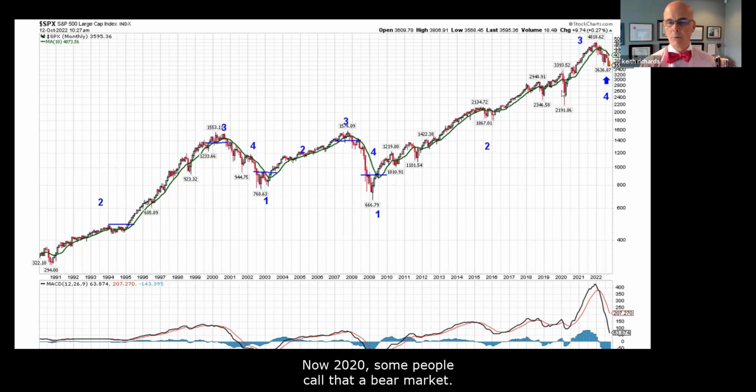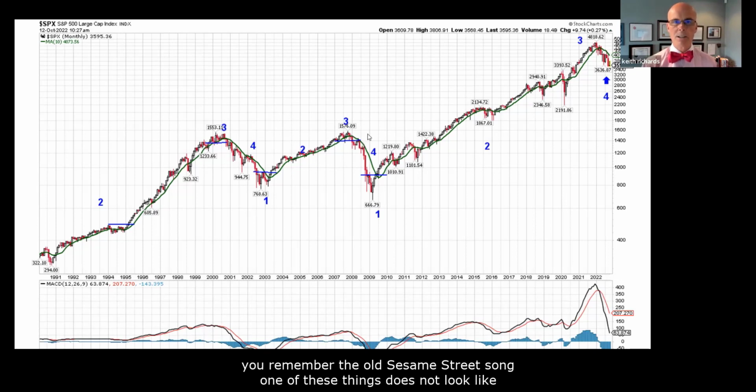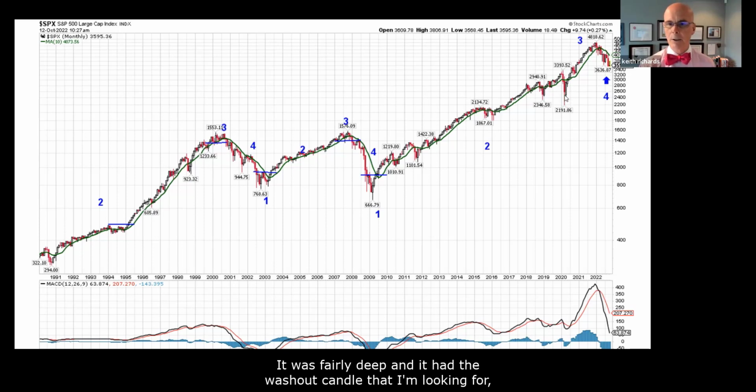Now, 2020, some people call that a bear market. I'm never sure if I should call it that, because as you can see, you remember the old Sesame Street song, one of these things does not look like the other. Well, it's hard to say that that was a bear market. It was fairly deep, and it had the washout candle that I'm looking for, that long wick intraday reversal. I believe that was March of 20, or April it might have been.